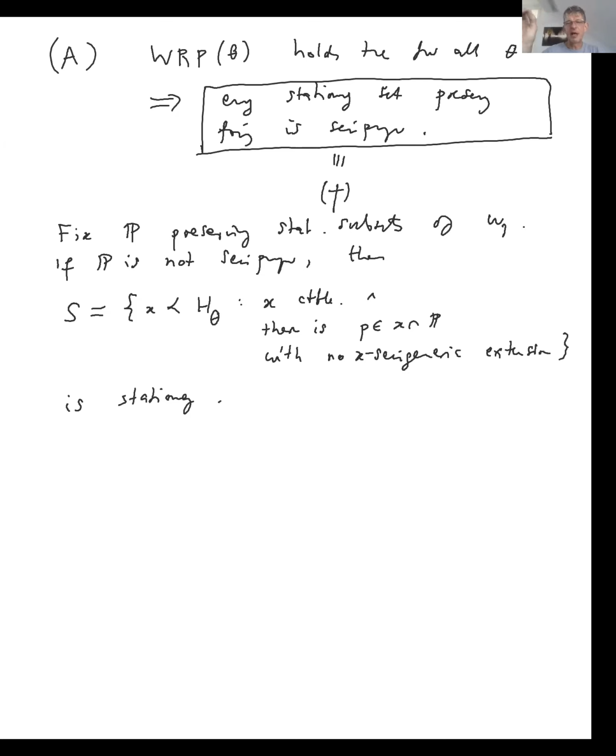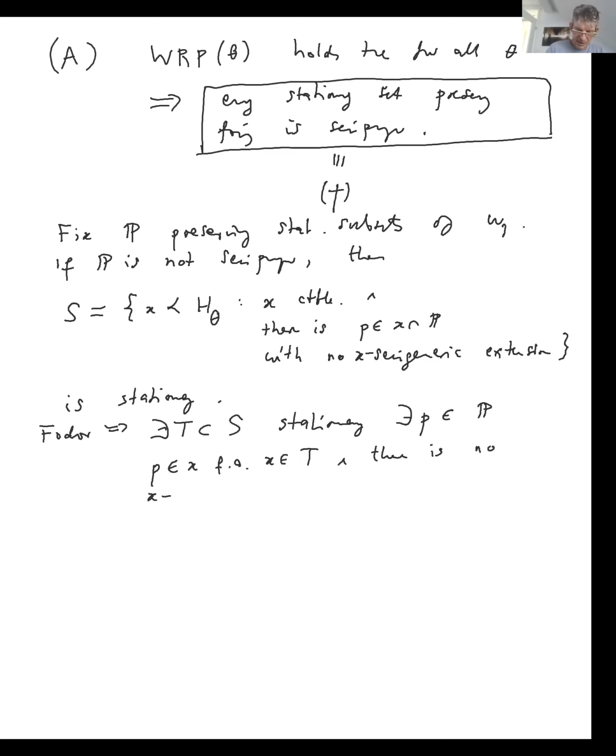Right. So the first step is we apply Fodor's lemma, which we showed at the very beginning of yesterday's talk. You look at the map which takes such a countable substructure X and maps it to a P with this property, with no semi-generic extension. This is a regressive function, and then on a stationary subset you can stabilize this P. So there is a stationary T subset of S, so that there is one P in the forcing, so that P is in X for all X in T, and there is no X-semi-generic extension of P for all X in T.